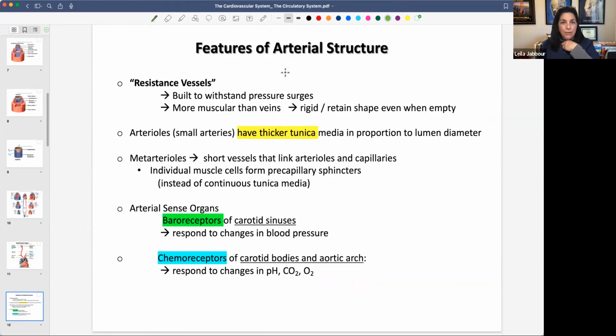So this is a summary of the features of arterial structure, and I wanted to summarize them on this one slide before I got into veins. We call them resistance vessels because they are built to withstand pressure surges.